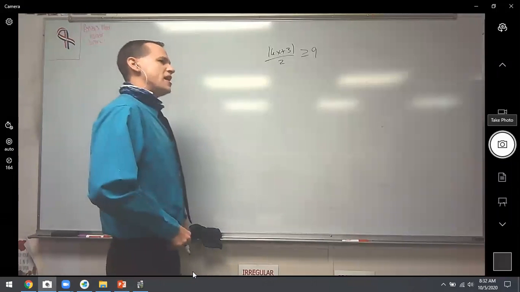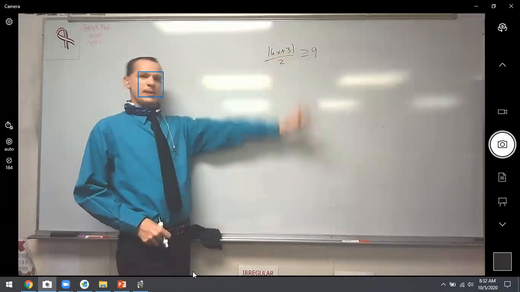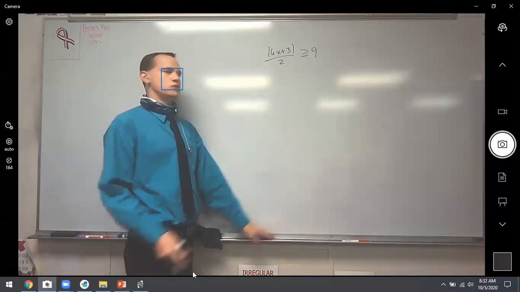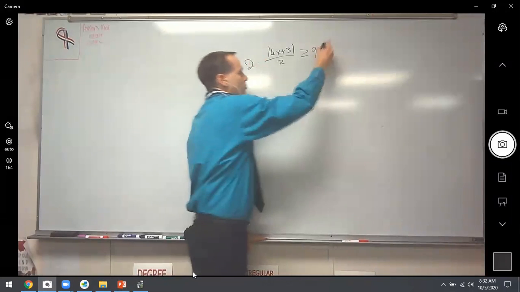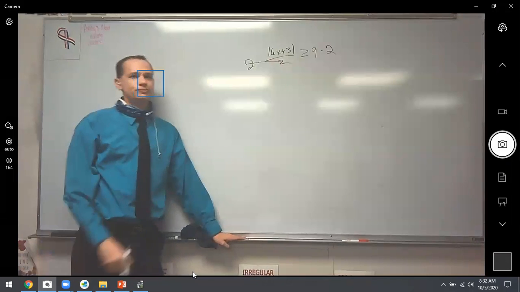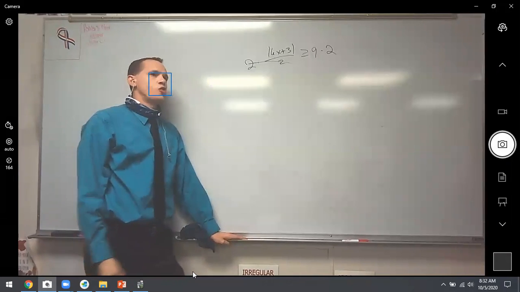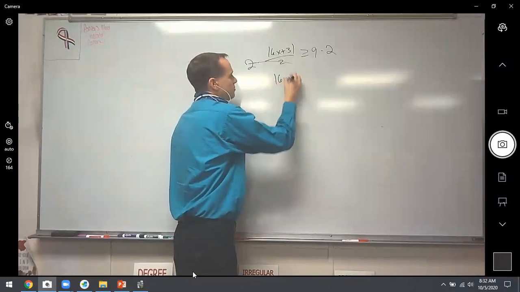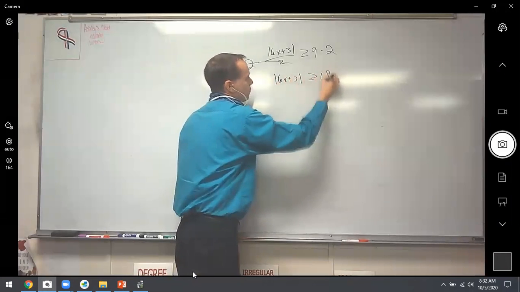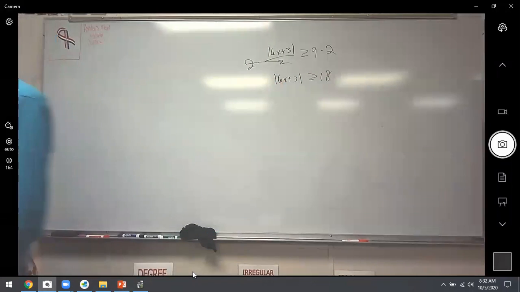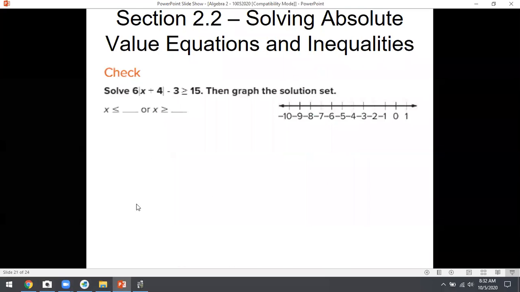The absolute value is not by itself. You have the absolute value divided by 2. Well, let's undo division by 2 by multiplying both sides by 2. So this is equivalent to absolute value of 6x plus 3 being greater than or equal to 18. All right, I don't want to mess it up. I'm not going to guess. I'm going to go back to my rules.